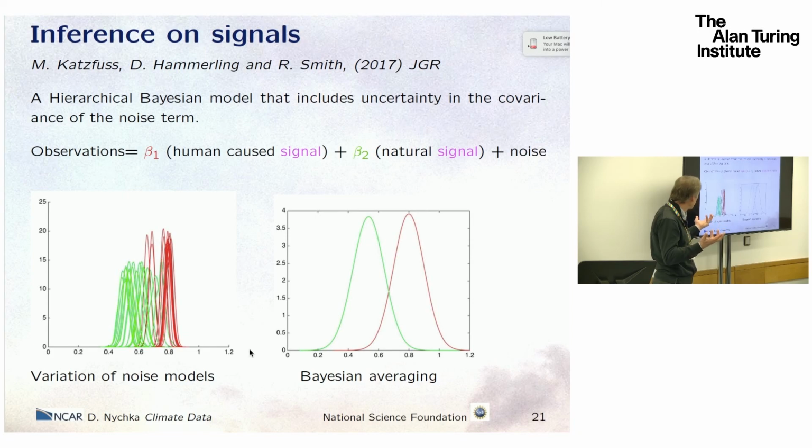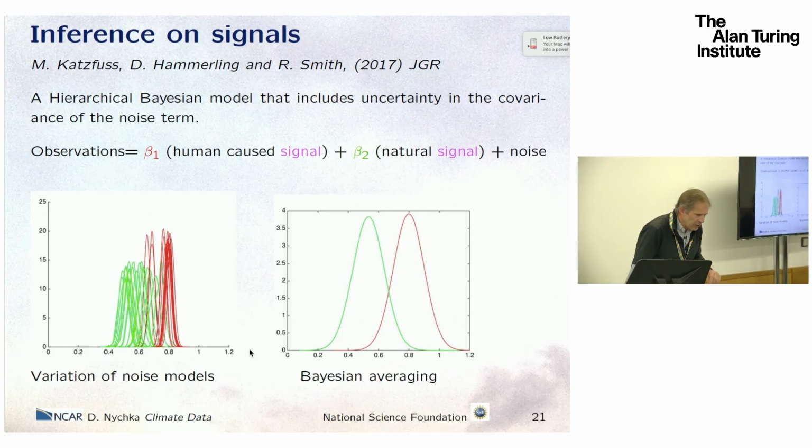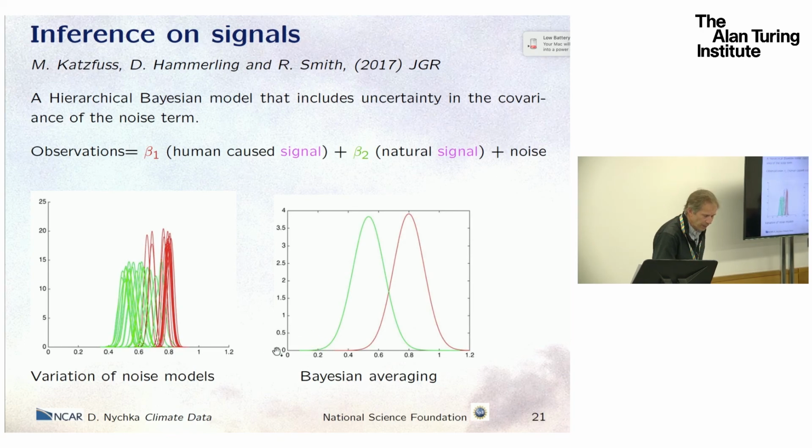Bayesian statistics has a way of combining information, and so these authors are actually able to combine these different possibilities into a single coherent analysis. And so what we see here is an estimate of the human-caused signal is actually high, fairly close to 1, and we can see that both of these uncertainties do not cover 0. And I should say these are distributions or histograms for those two beta coefficients.